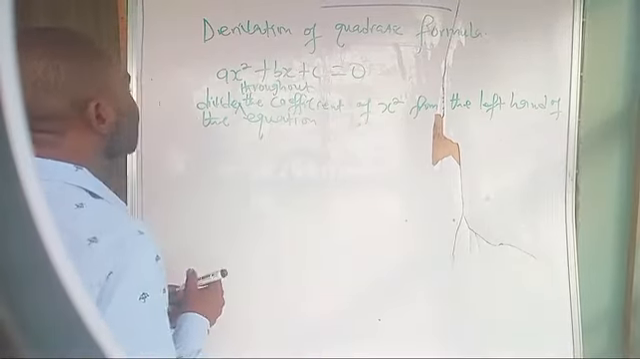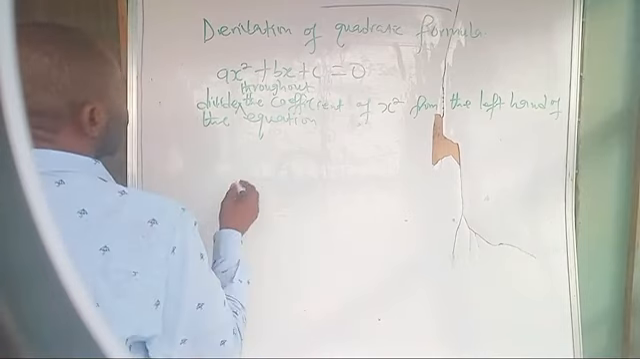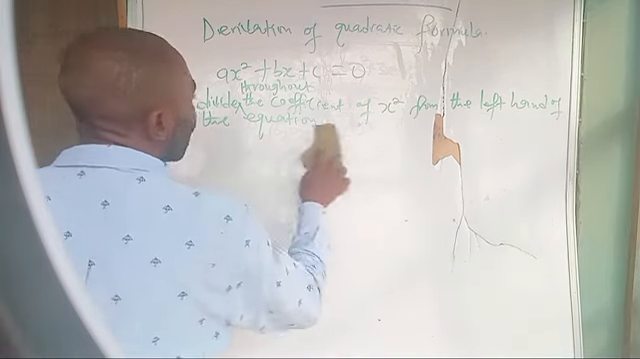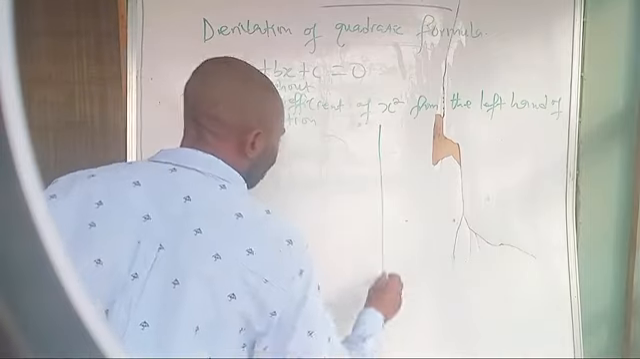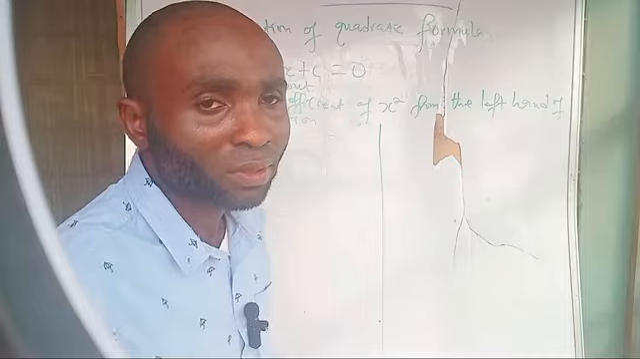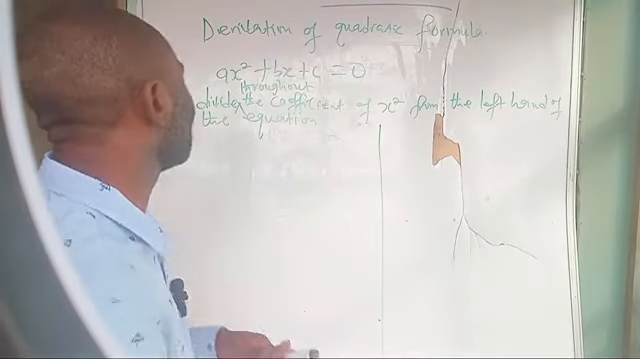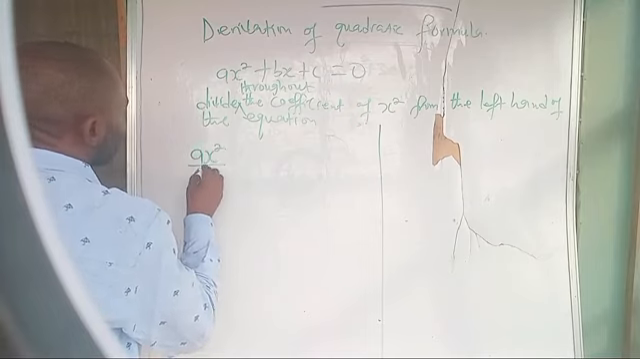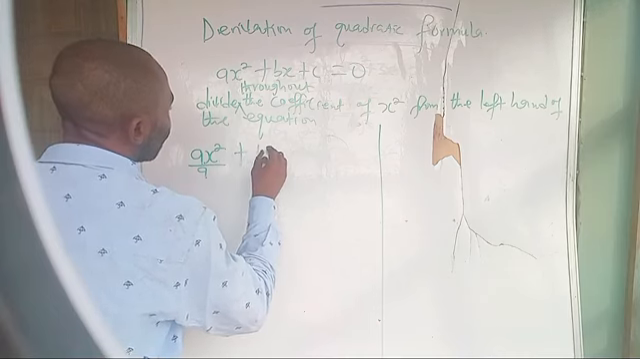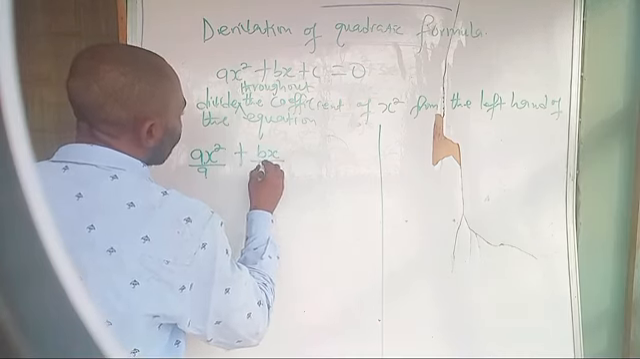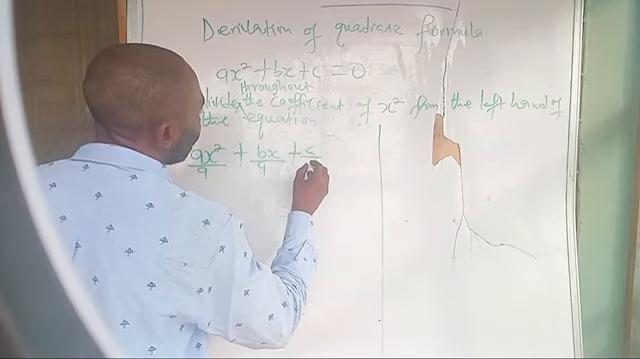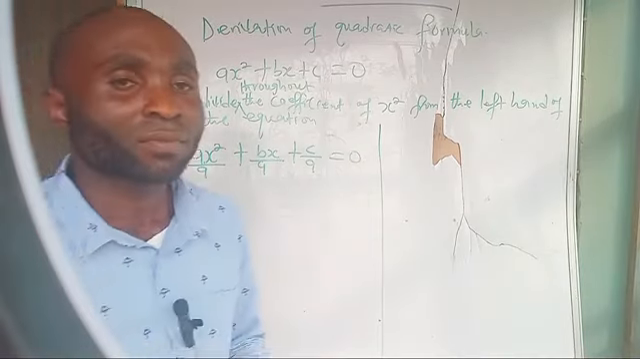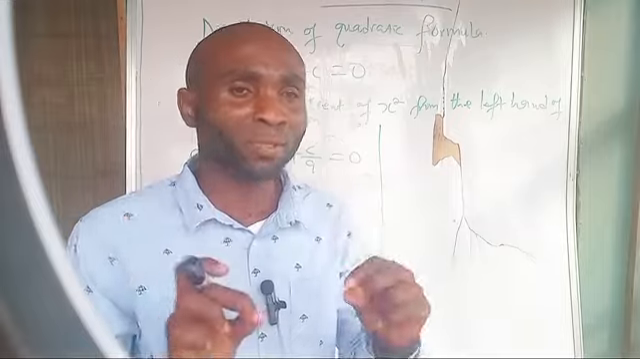So now the coefficient of x squared is a. So now we are going to divide it from each term of the equation. So that is x squared divided by a plus bx all over a plus c all over a. That gives us 0. That is the first step guys.